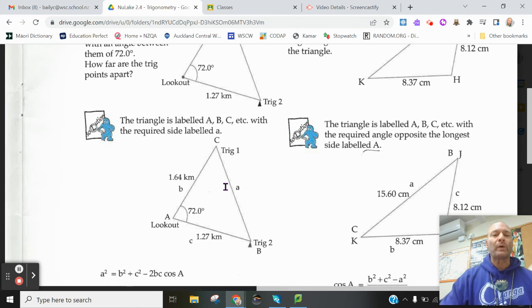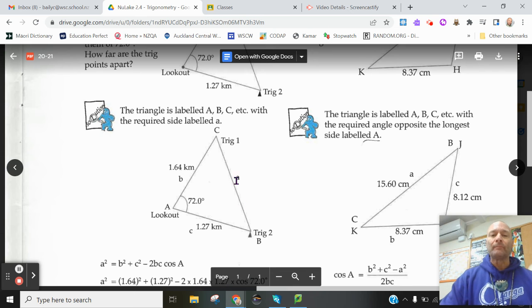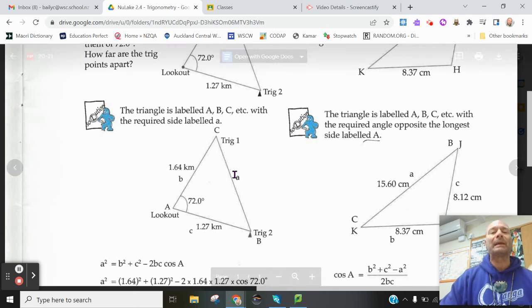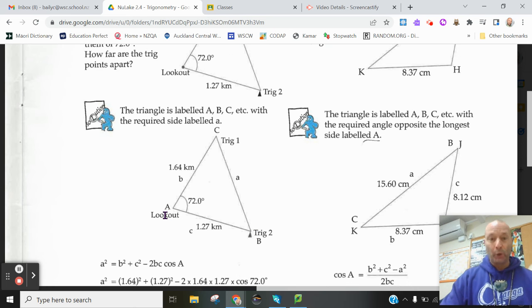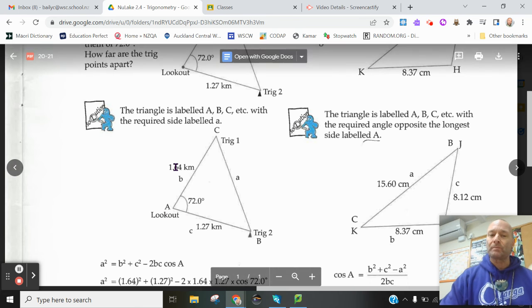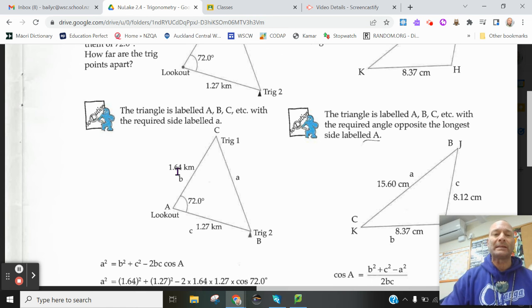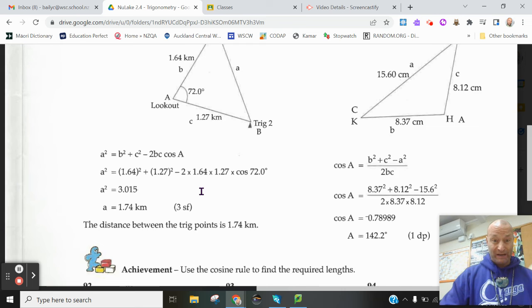The triangle is labeled exactly the same way. The side you're trying to find must be little a. The only angle that you know is angle A, and the B and the C, those don't matter. You could make this one little b and this one little c, it wouldn't change anything.